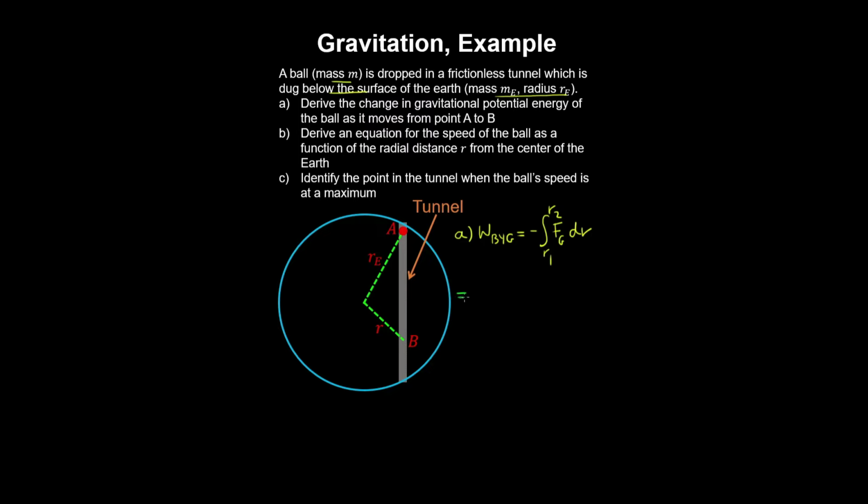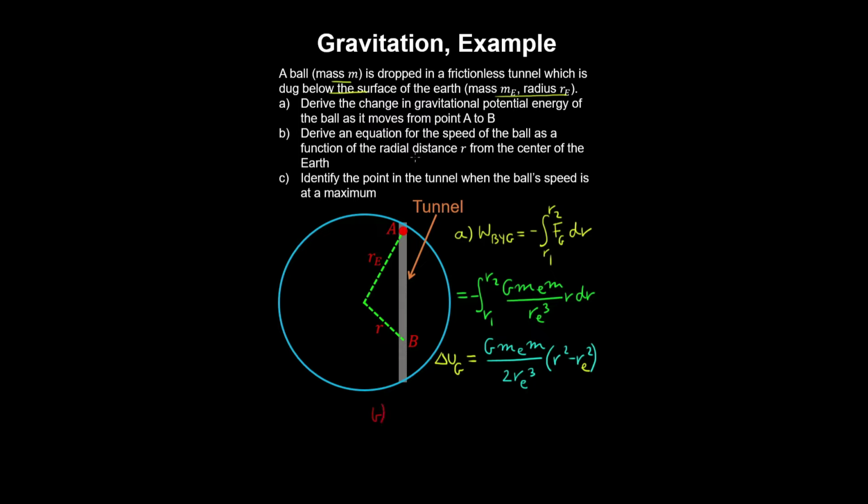And given that the ball's below the surface of the Earth, the gravitational force varies linearly, as we've derived previously. And if you evaluate this integral, you'll obtain the following expression. And the change in gravitational potential energy is the negative of the work done by the gravitational force. And in our case here, the ball starts from the radius of the Earth and ends up at B, which is at a distance r from the center.